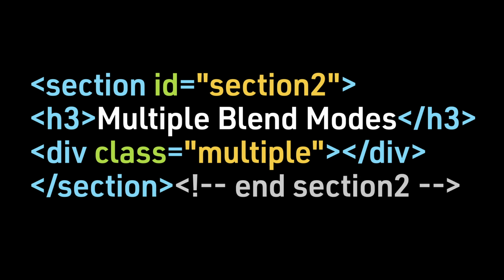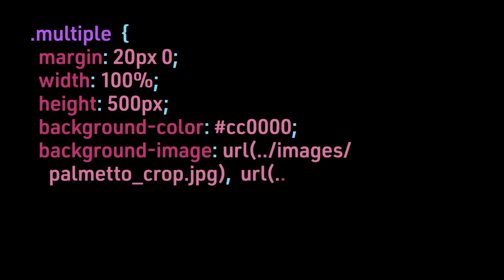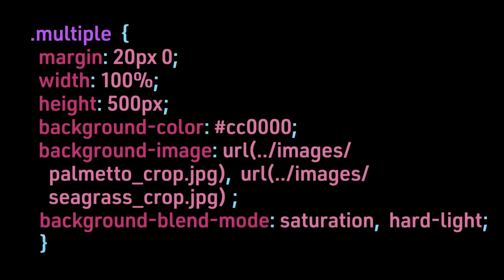Here's the HTML for an example with multiple images. Again, we are using a class attribute to target. This is the CSS. We have added the seagrass cropped image in addition to the palmetto cropped image. And we are using the two background blend modes, saturation and hard light. And this is the visual result.